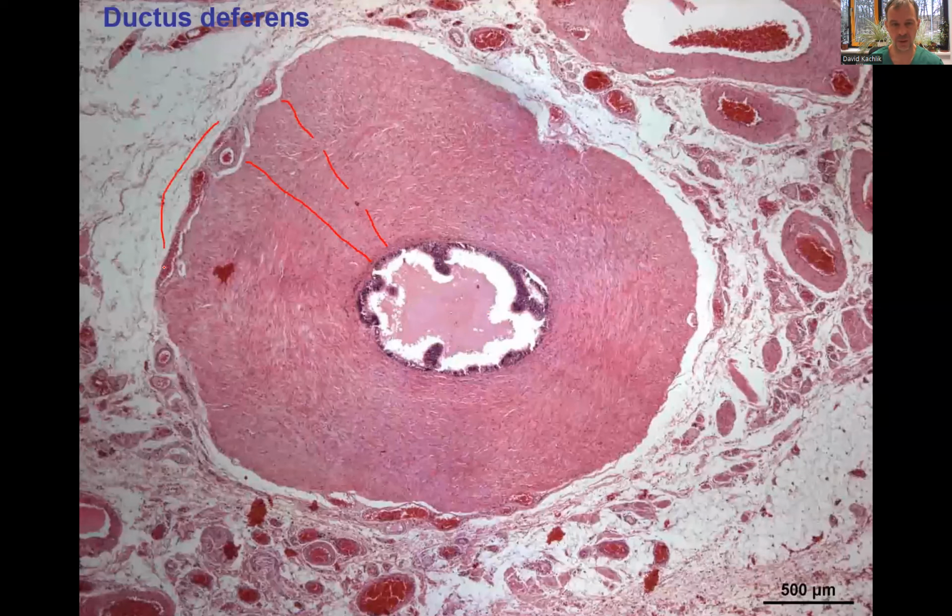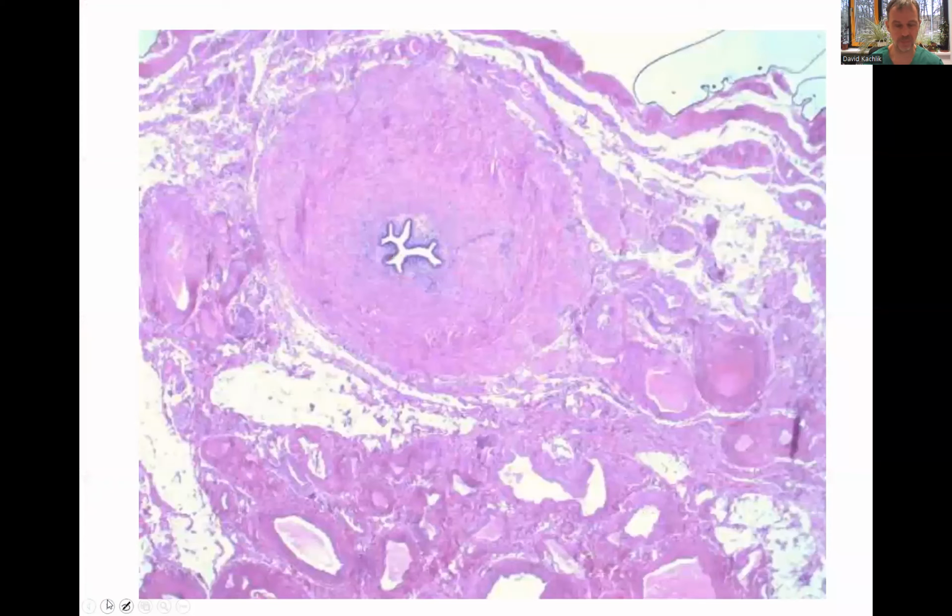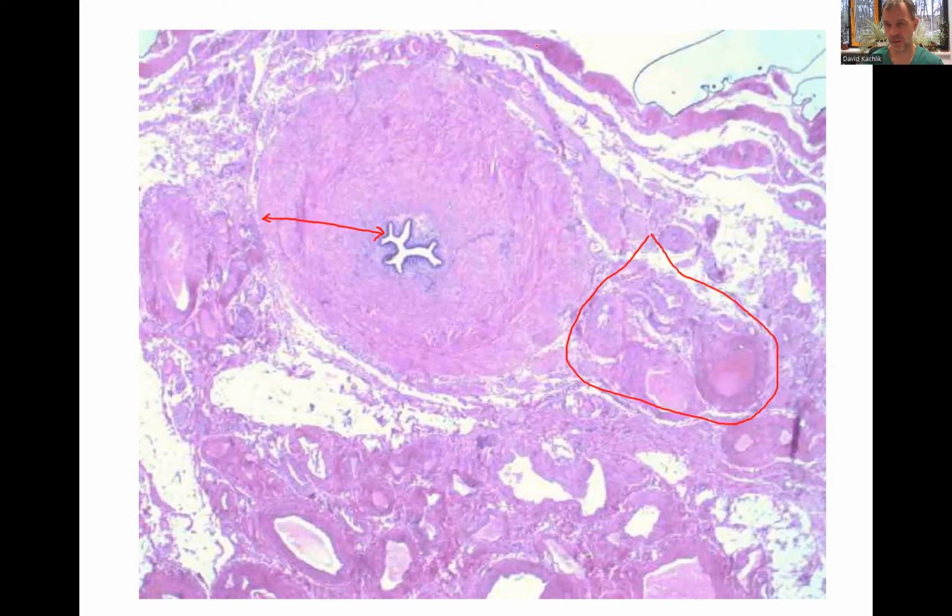And in adventitia on the surface, the vessels which supply it. This is the pampiniform plexus in spermatic cord already. We can see also here some nerves coming. So this is the deferential plexus. And another view, again, very, very thick muscle layer, so you cannot mix it with some other organs. And pampiniform plexus on the side. And this muscle layer, that's already the cremaster muscle. So we are again in a spermatic cord.